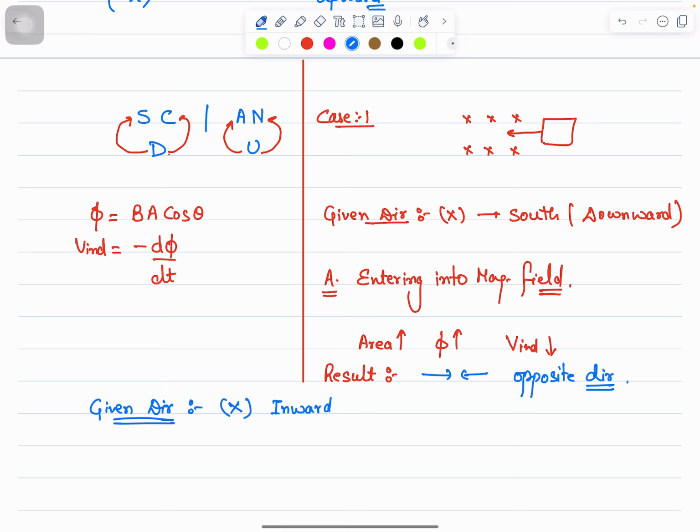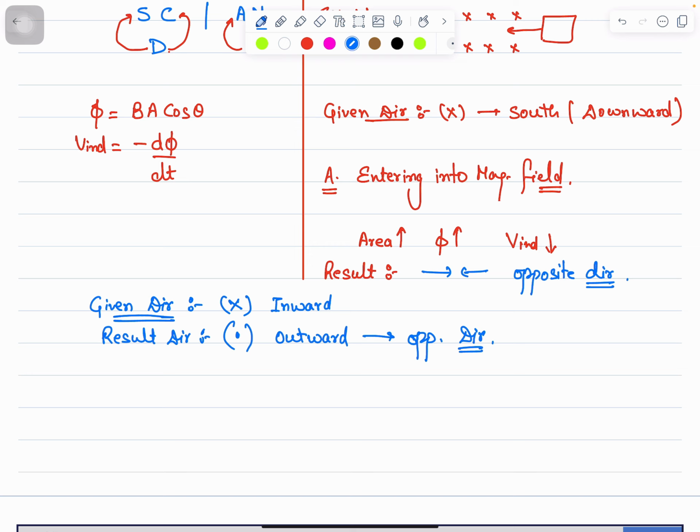Yes or no? So what should be the result direction? Result direction should be dot. That should be outward, so that we can say it's an opposite direction. Yes or no? Till here understand? If this is your induced direction, I will just highlight this one. Result direction, or you can say the induced direction.